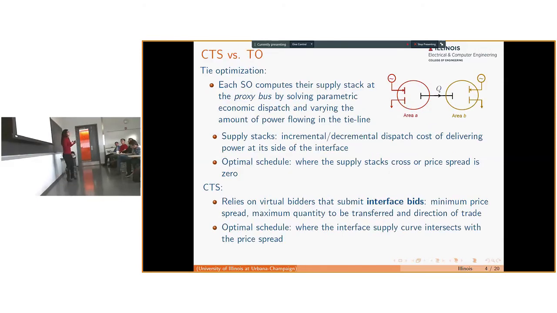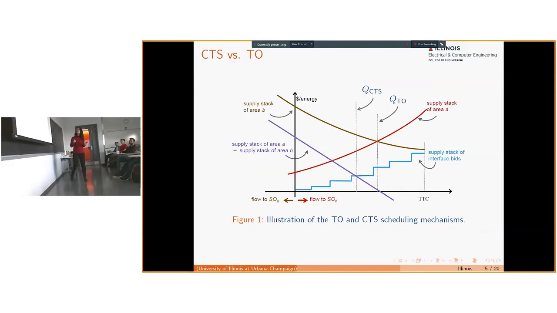So how do these mechanisms actually work? Essentially, in every case, let's consider a simple two-area interconnection, each area operated by a system operator and connected through a tie line. For every case, the system operator has to compute a so-called supply stack, which basically gives how the locational marginal price at the border of each area varies with respect to varying amounts of flow on the tie line. And in fact, this is much better explained through a simple diagram.